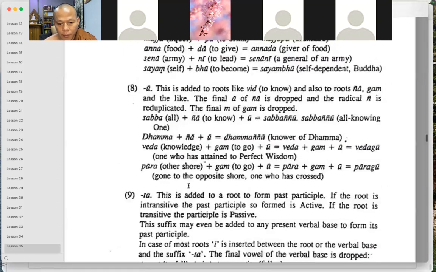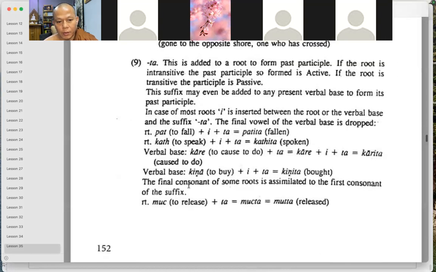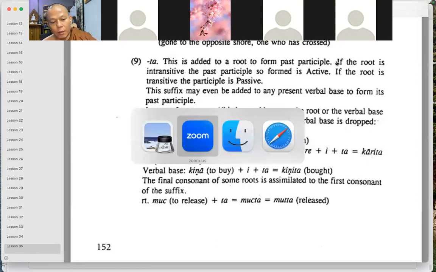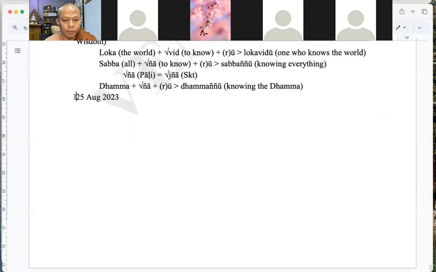Last time we finished the suffix U, and now the suffix dot. Actually, that suffix dot is in lesson 15, we already learned. So, the past participle suffix. Generally, that suffix, or past participle, basically we learned in this way.